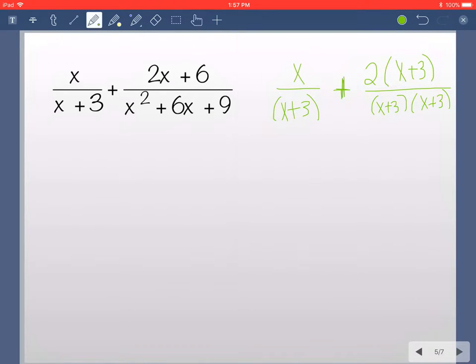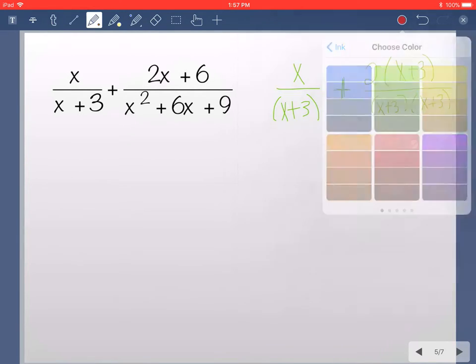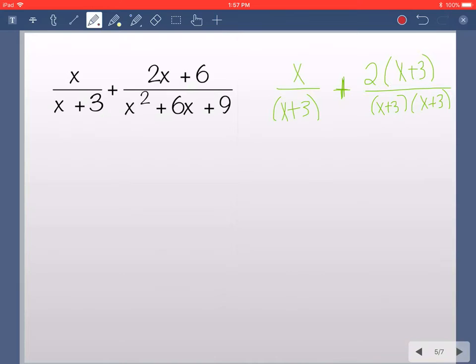And looking at our rationals, your first step was to factor. Your second step needs to be, can you simplify any of your rationals, either one of your rationals? So x over x plus 3, I can't do anything else to. But 2 times x plus 3 over x plus 3 times x plus 3, I can get rid of an x plus 3 in the top and the bottom. So I'm left with x over x plus 3 plus 2 over x plus 3.